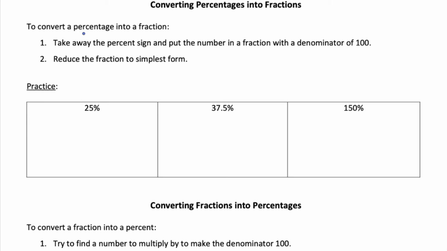So to convert a percentage into a fraction, you first need to take away the percent sign and then put that number in a fraction with a denominator of 100. You reduce the fraction into simplest form in order to complete the problem.